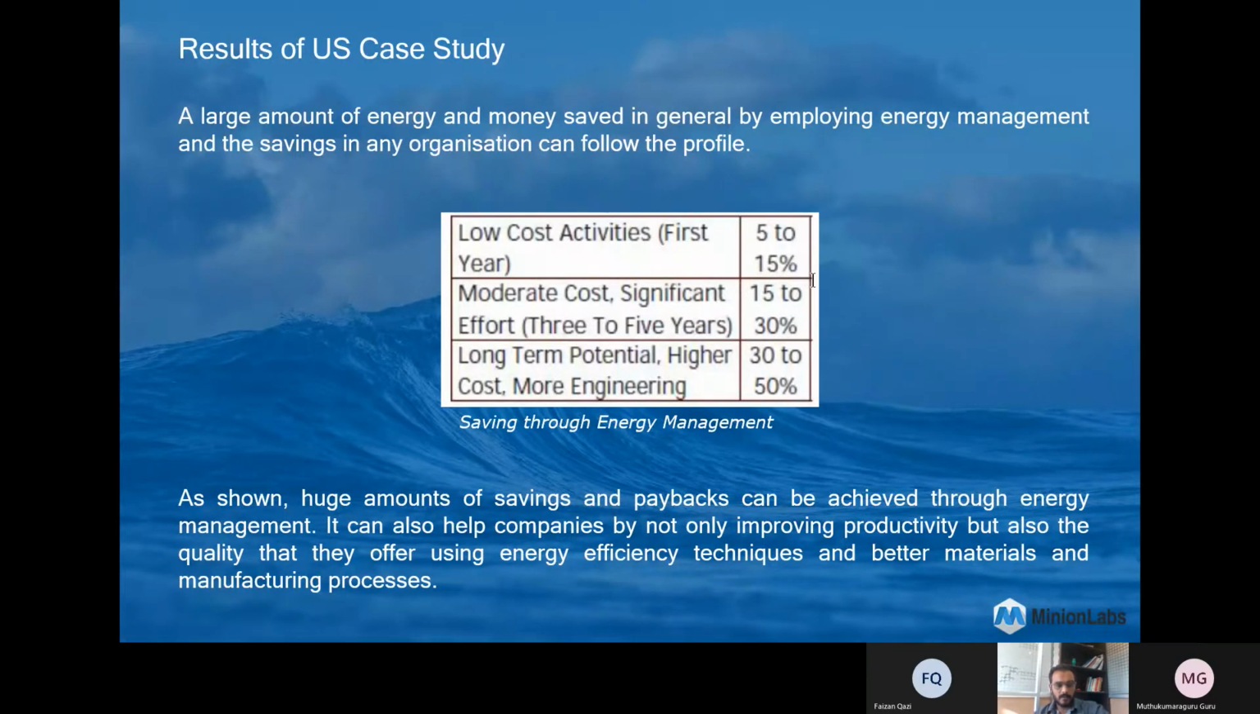So here we can see huge amounts of savings and paybacks can be achieved through energy management. It can also help companies by not only improving productivity, but also the quality they offer, using energy efficiency techniques and better material and manufacturing processes. The grouping of better quality, better products, lesser environmental damage, and lesser cost of energy provides a bonus to the companies, and in turn helps sustain the environment and conserve resources too.